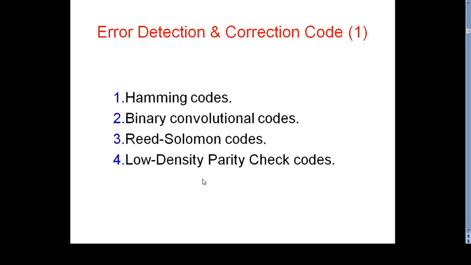So what are the error detection and correcting codes? Hamming codes, binary convolution codes, Reed-Solomon codes, low density parity check codes. These are the error correction codes.